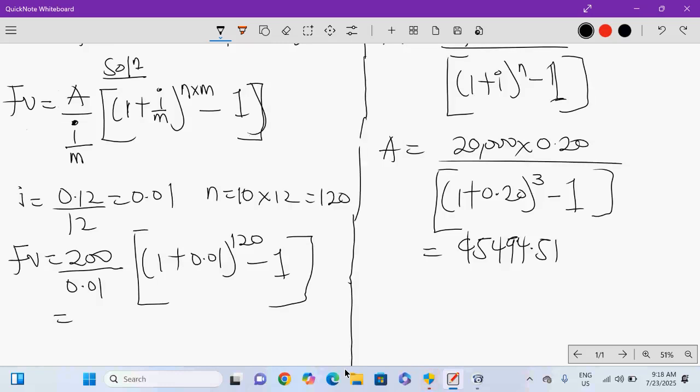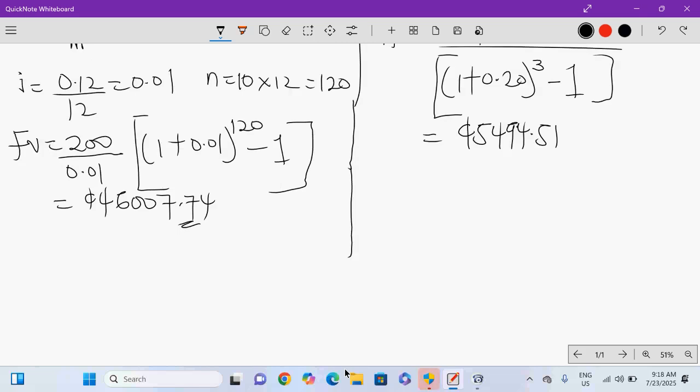Right. So now, what is the final answer? According to my calculator, I'm getting 46,007.74. All right. So now that is good. Let's take another example, so that you'll be exposed to how it works. You know all the tricks.